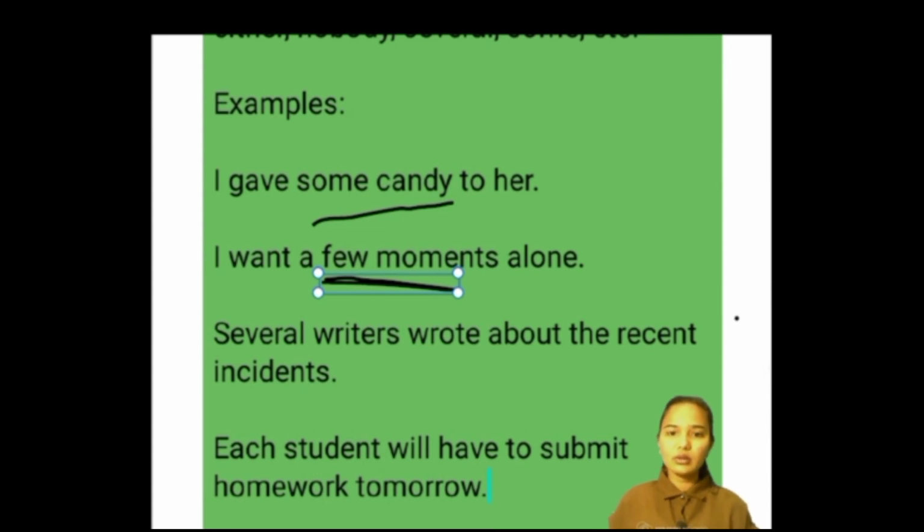Means we are not too sure how much time he needed to be alone. That is it, the information is unspecific. Okay, now the other one is, several writers wrote about the recent incidents. So several writers. Here also, it is not proper information. Several writers means there can be so many writers. Each student will have to submit homework tomorrow.